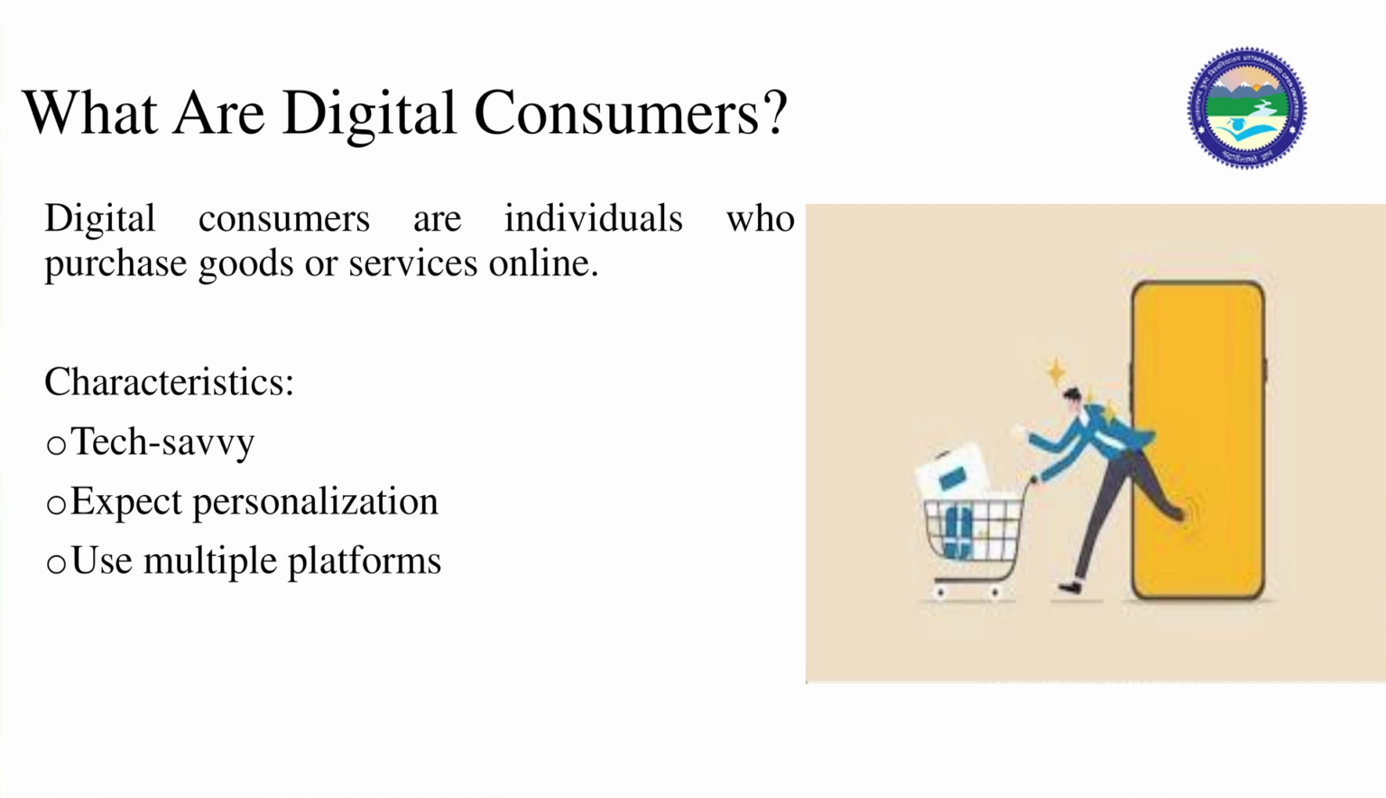What are the different types of digital consumers? It can be summarized as: the first one is e-commerce shoppers. Such consumers frequently use online marketplaces for purchasing goods or services. Next one is digital content consumers. Such consumers use streaming platforms, social media, and blogs for entertainment or education. Next one is mobile first users. Such consumers interact primarily through mobile devices. Last one is subscription based users. Such consumers use services like OTT platforms, for example, Netflix or cloud services.